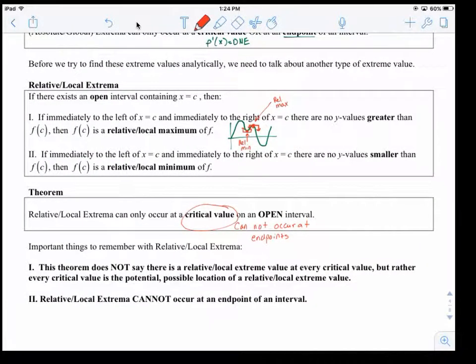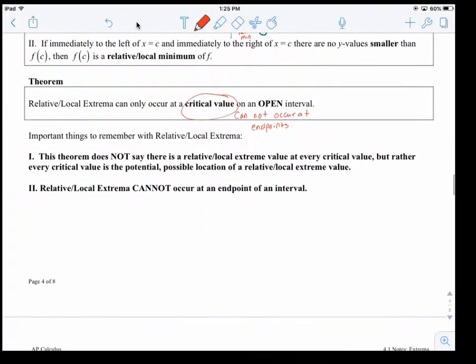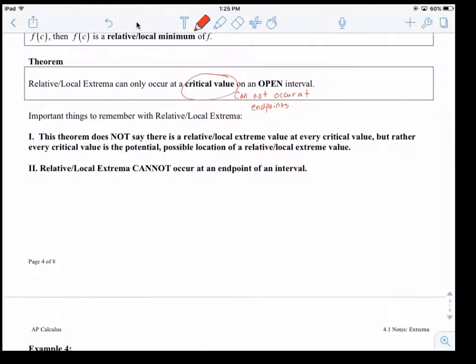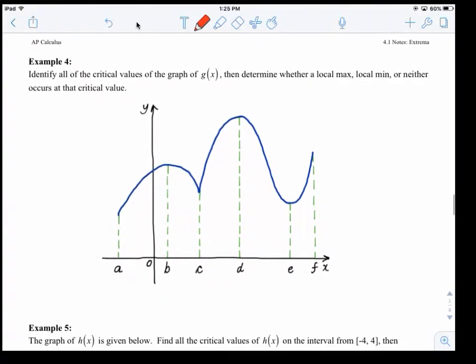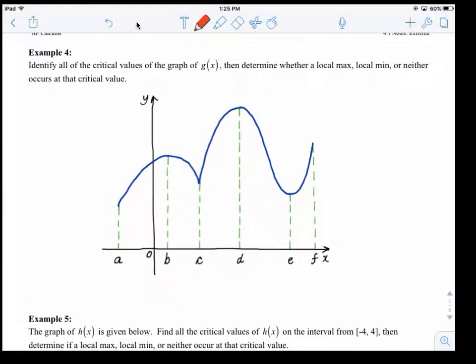So this theorem does not say that there is a relative or local extreme value at every critical value, but rather every critical value is a potential location. And again, I'm going to show you a way to test that. Relative and local extrema cannot occur at an endpoint. So again, you can have multiple relative extrema. You can only have one absolute extrema. So identify all critical values, then determine whether local max, local min, or neither occurs at them.